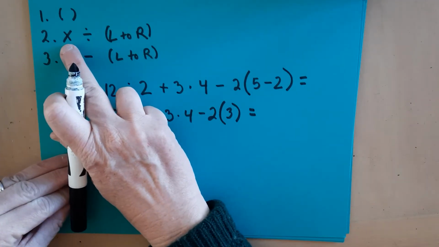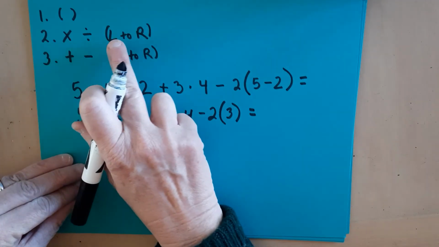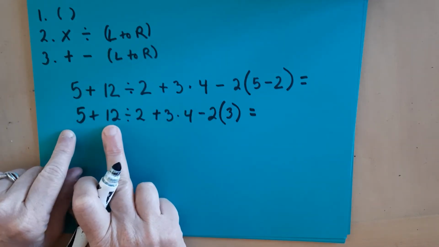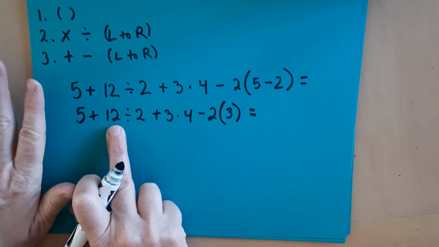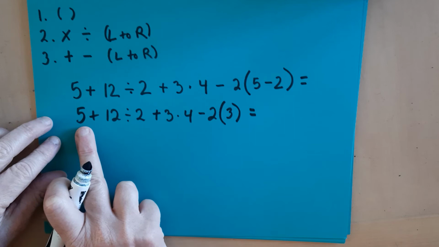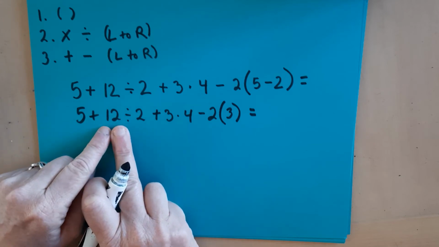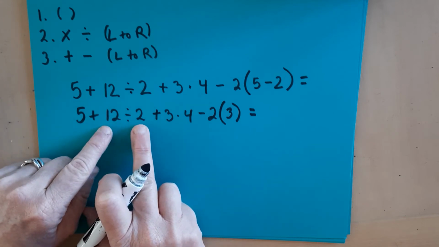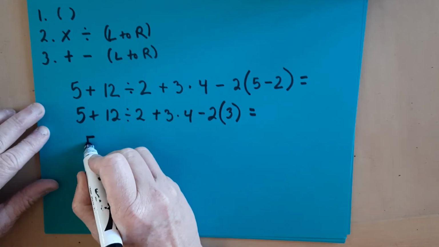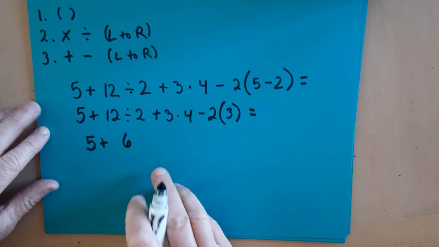We look for any multiplication or division first, and we move from left to right. So 5 plus 12, we're not going to stop there. We're not going to say 5 plus 12 is 17 because we're not doing pluses. We're still in the multiplication and division step. So we're going to do 5 plus, here we go, 12 divided by 2. So we do have a division. We're going to go ahead and do that. 12 divided by 2 is 6. So we'll go ahead and write that.